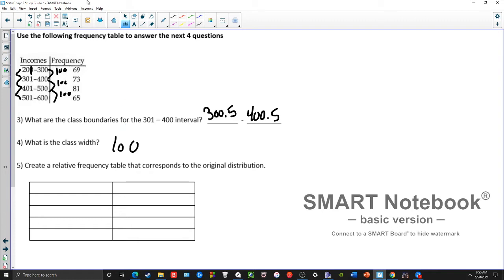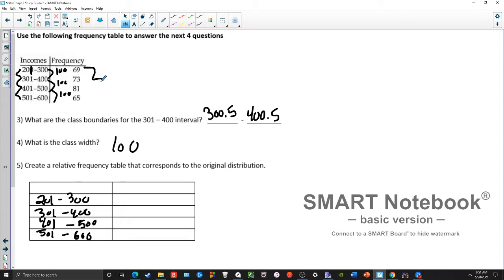Create a relative frequency table that corresponds to the original. A relative frequency table means your categories are the same. So we have 201 to 300, 301 to 400, 401 to 500, and 501 to 600. Our categories are the same, but instead of doing the numbers, we're going to do the percentage.